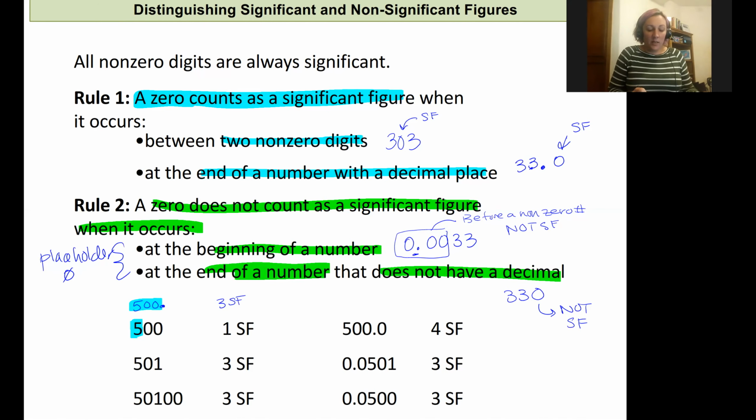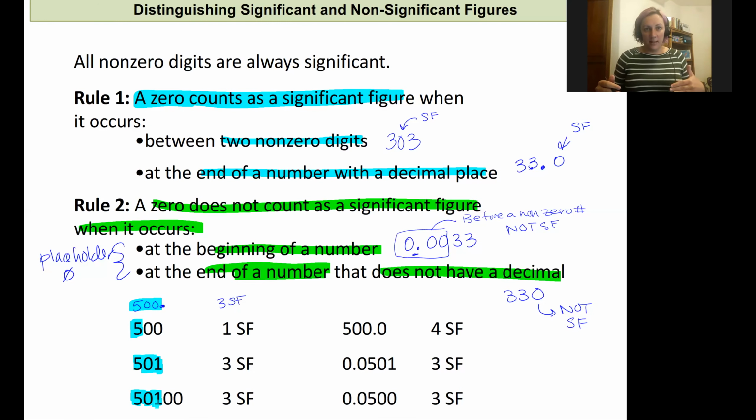Now in our next one, we have a zero, but it's in between two non-zero numbers, the 5 and the 1. So that means this will be a 3 significant figure number. That zero counts as a sig fig. Now we have a combination of these two. We have a zero that is sandwiched in between two non-zero numbers, but then we also have two trailing zeros without a decimal place. So only that zero that's in between the 5 and the 1 is a significant figure. And we have 3 sig figs for the number 500,100.